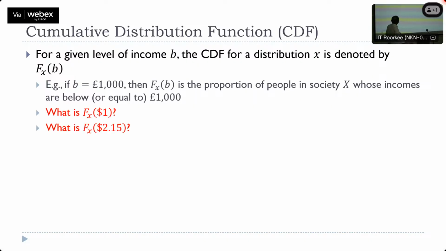Okay. So have you heard about $1 a day, $2 a day? Fx at $1 a day is directly going to give you the proportion of people whose income is below $1 a day. If you have Fx at $2.15 a day, which is the current threshold set by the World Bank, you will have the proportion of people whose income is below $2.15 a day. So your distribution function directly gives you the proportion of poor people, and that's the direct link. We'll come to that.